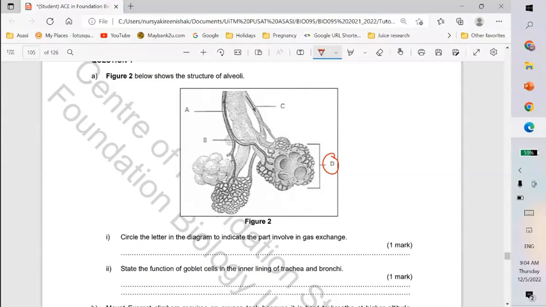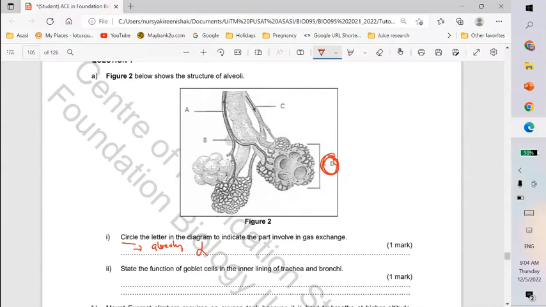Look at this question carefully. The question asks you, make sure, I want to emphasize the method of answering questions. If the question asks you to circle, then you circle. If you were to write the answer like, for example, here you write alveolus, your answer is correct, but you are not answering according to what the question wants. So your answer might be wrong. It will be marked as wrong. Okay, so make sure. This question is actually straightforward, right? But if you carelessly answer the question, you can lose marks just like that. Okay. So, make sure you circle if the question asks you to circle.